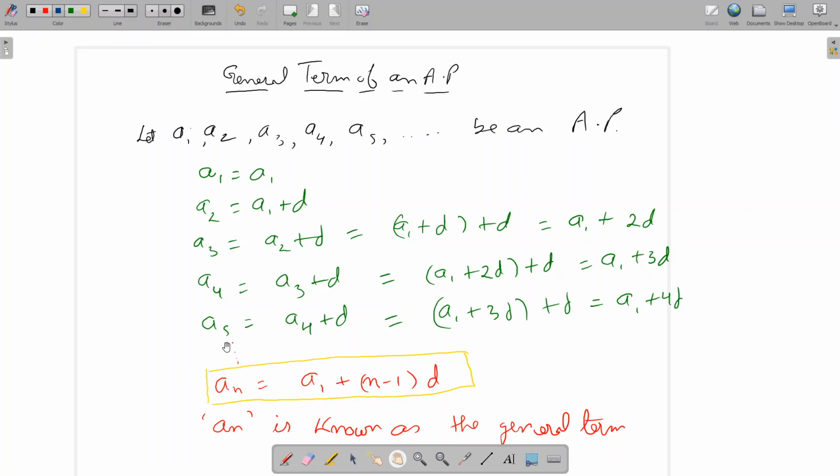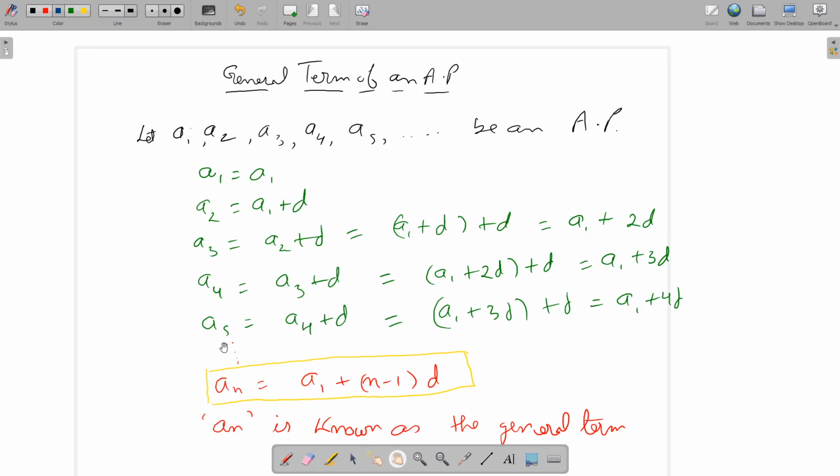Similarly, let us see A5. A5 can be written as A4 plus D, and A4, from the earlier step, can be written as A1 plus 3D. So we can rewrite A5 as A1 plus 3D plus D, and that will give us A1 plus 4D. That means A5 can be written as A1 plus 4D, and if you notice, 5 minus 1 gives us the 4 in 4D.